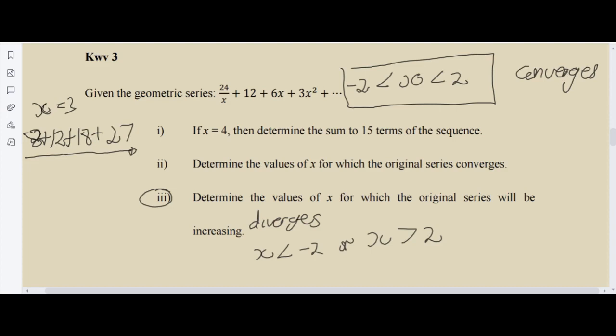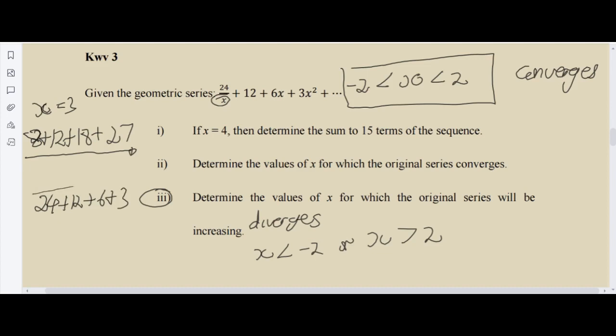But then let's look at this. What if we substitute a number that is actually within this critical value? So we want to see if we substitute, let's say for example 0. Okay, let's not substitute 0 because this will just be undefined. Let's substitute 1, right? So if we substitute 1, this would be 24, and then 24 divided by 1 is 24. Then this is 12, then this is 6, and then this is 3.